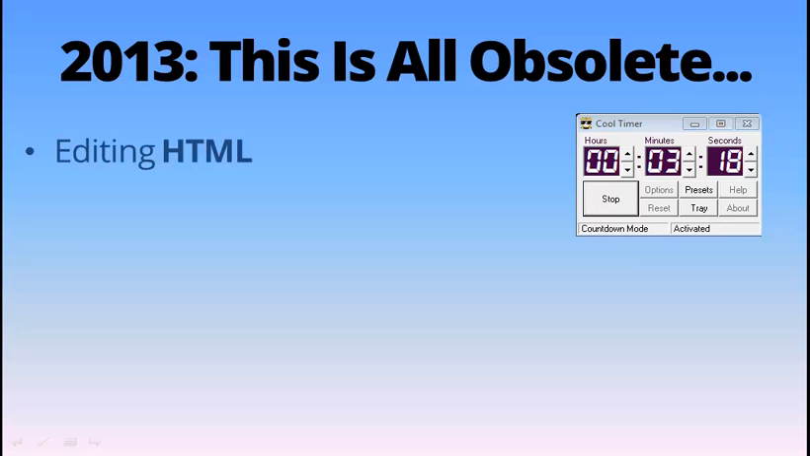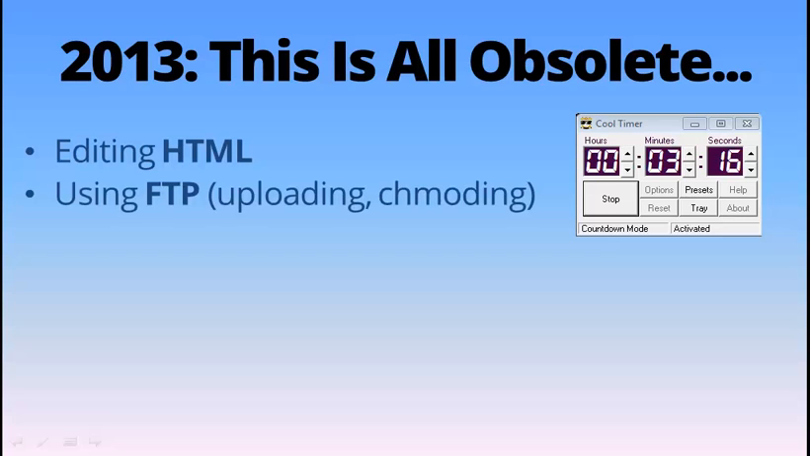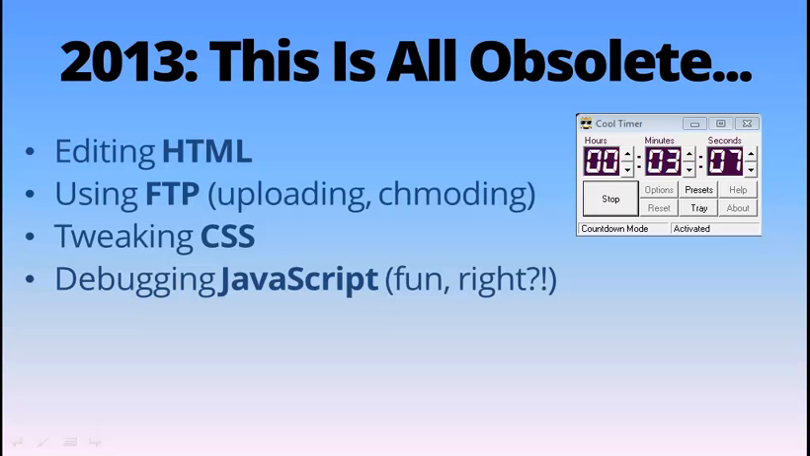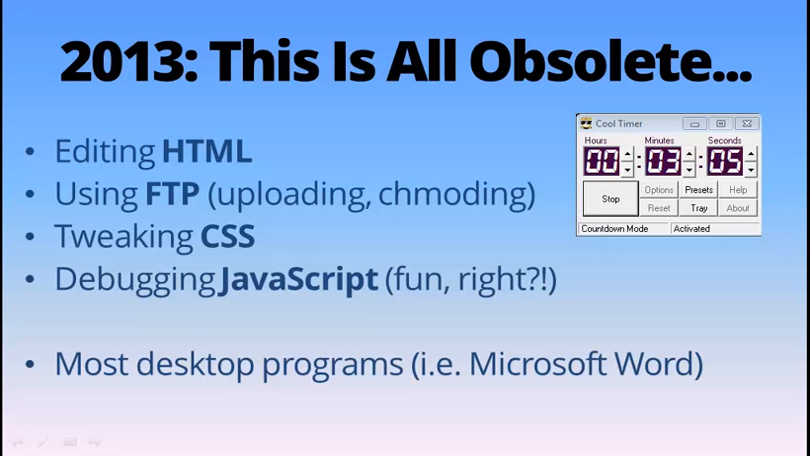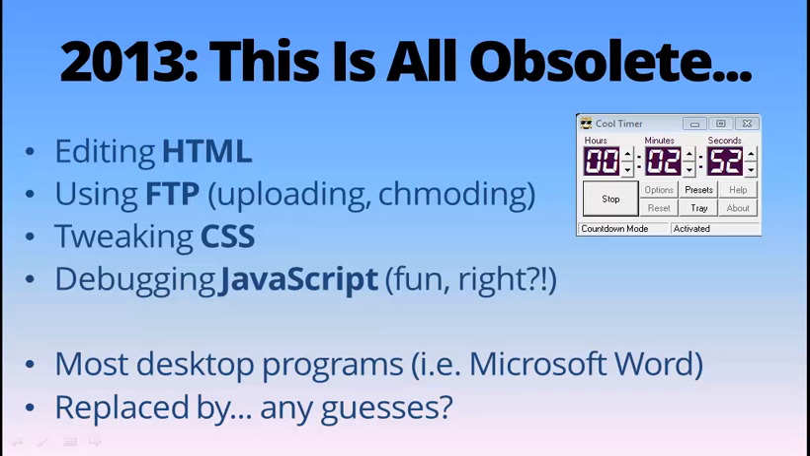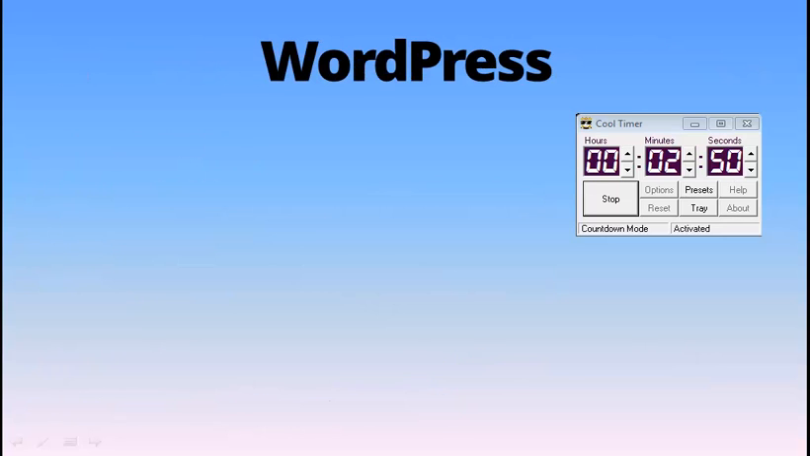Things like editing HTML, editing code for web pages, using FTP and uploading and chmodding, or however the heck you want to say that weird word, or tweaking CSS, or debugging JavaScript, because you know that's all fun. And even most desktop programs, like Microsoft Word, are slowly being replaced by websites, by web apps. And if you can guess what they're replaced by, you get a prize. Well, they're being replaced by this thing called WordPress.